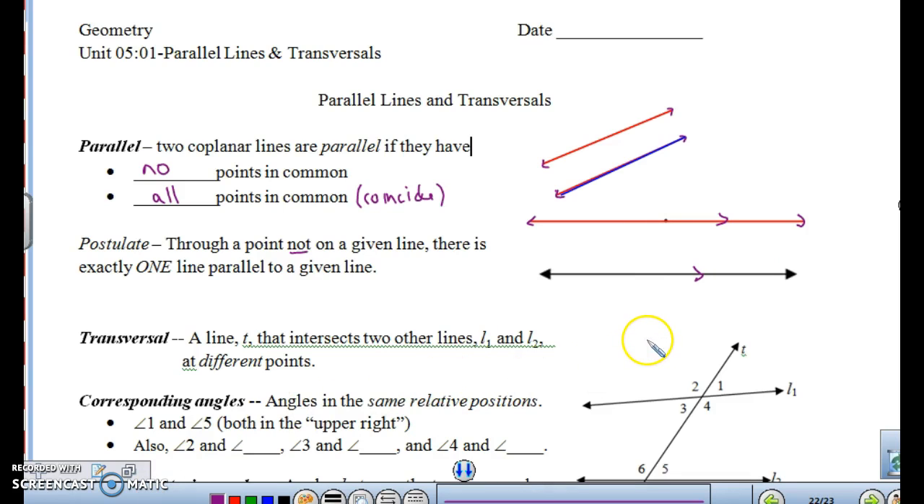Now, the next piece of information that we need to know is a transversal. A transversal is a line, sometimes called T, that intersects two other lines, L1 and L2, at different points. So if I look at my two lines that I drew parallel here, and if I draw another line through it, like so, that would be a transversal. So this is line 1 and line 2. This would be my transversal. Notice that the transversal will intersect the two parallel lines at two different points, here and here.